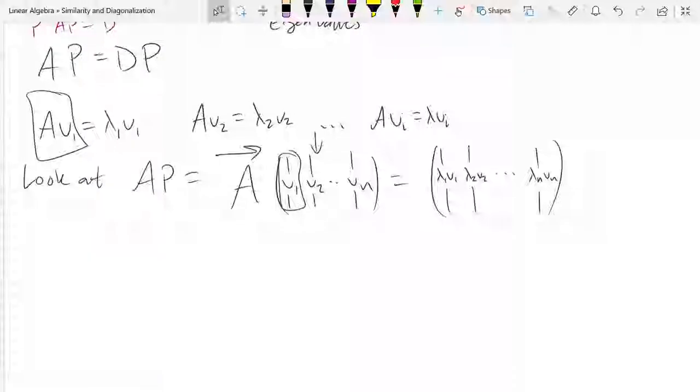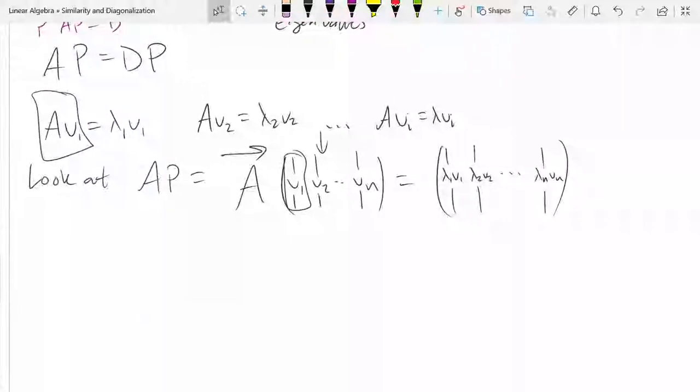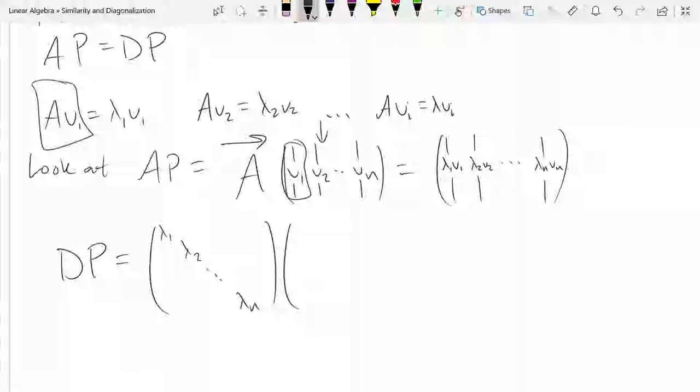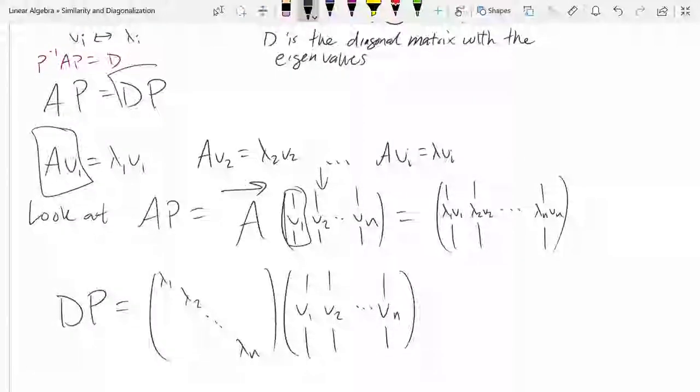Because the lambdas are different, I can't just factor lambda out. If it was all the same lambda, I could factor lambda out of the matrix. But unfortunately, I can't do that. However, let's now look at DP. So the D matrix was lambdas on the diagonal. And then P, columns. So it is definitely true that this DP algebraically would be the other way around, but what we're going to do is look at it more carefully and hopefully see that it's the same thing.